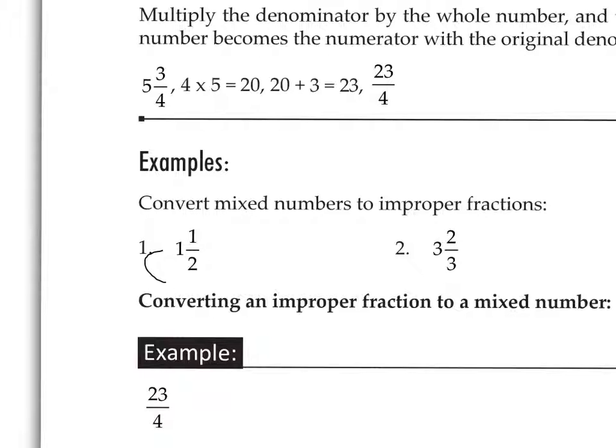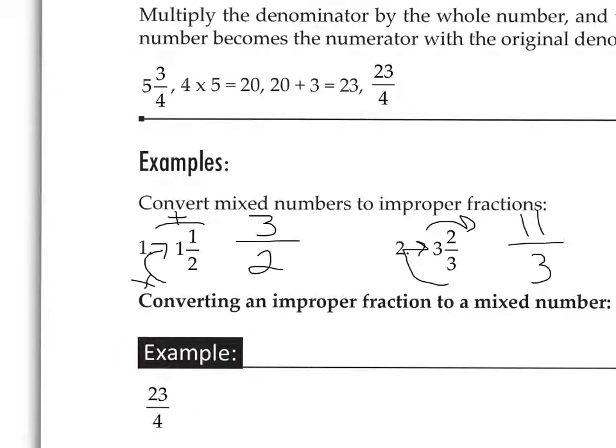Multiply 2 times 1 is 2, plus 1 is 3. That's the numerator. The denominator stays the same, so this is 3/2. Multiply 3 times 3 is 9, plus 2 is 11. The denominator stays the same. So that's converting a mixed number to an improper fraction.